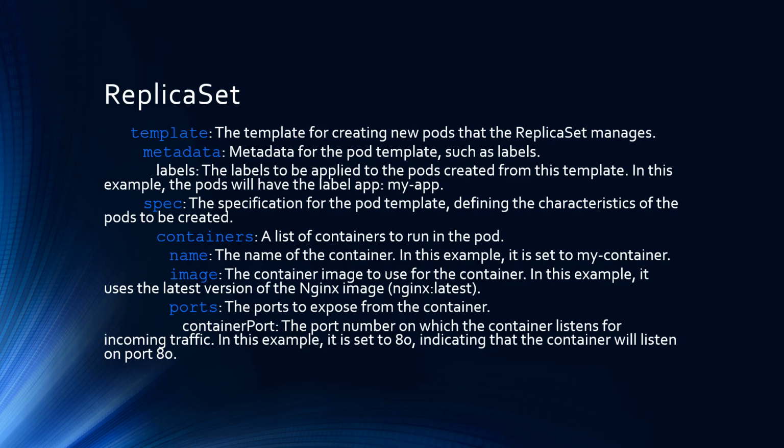You'll need a service object, which we'll cover later, to expose your application properly. I recommend adding resource requests and limits to your pod template, even though they're not shown in this basic example. This helps prevent resource contention and ensures proper scheduling of pods across your cluster nodes. Also, consider adding readiness and liveness probes to your container specification.